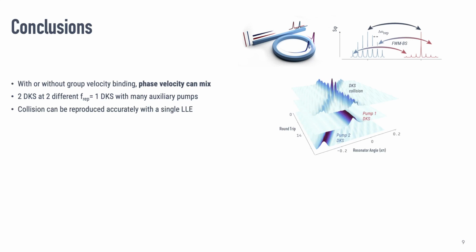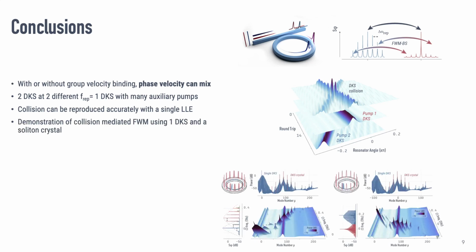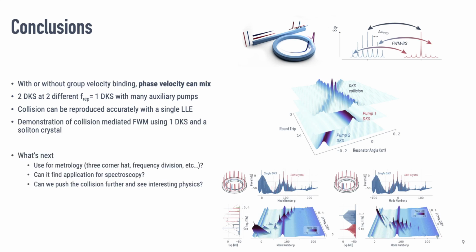Collision, we can very well do it with the early. The early seems to be very simple, but somehow it's very powerful. And we showed experimentally the collision that results in mixing using one DKS and one soliton crystal. And so what's next? Can we use this kind of thing for metrology, three corner art, frequency division, all this kind of business? Can we do it?